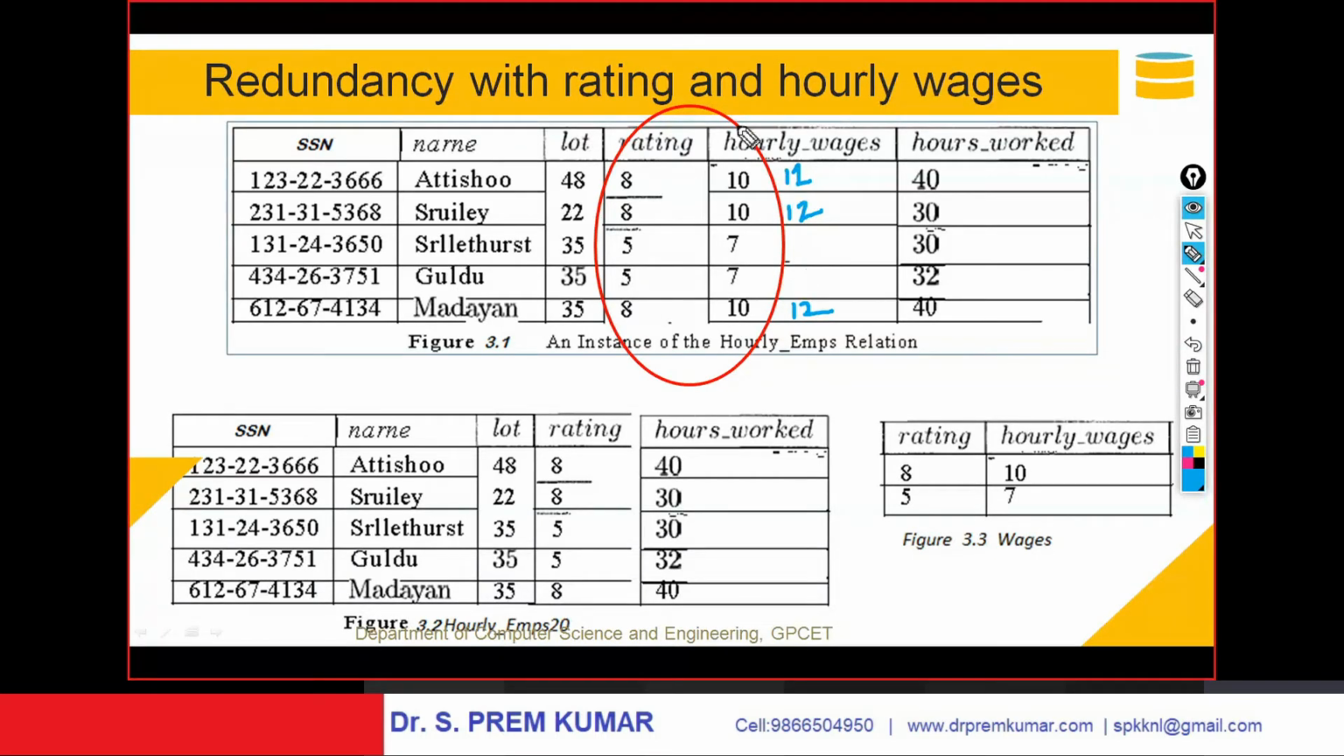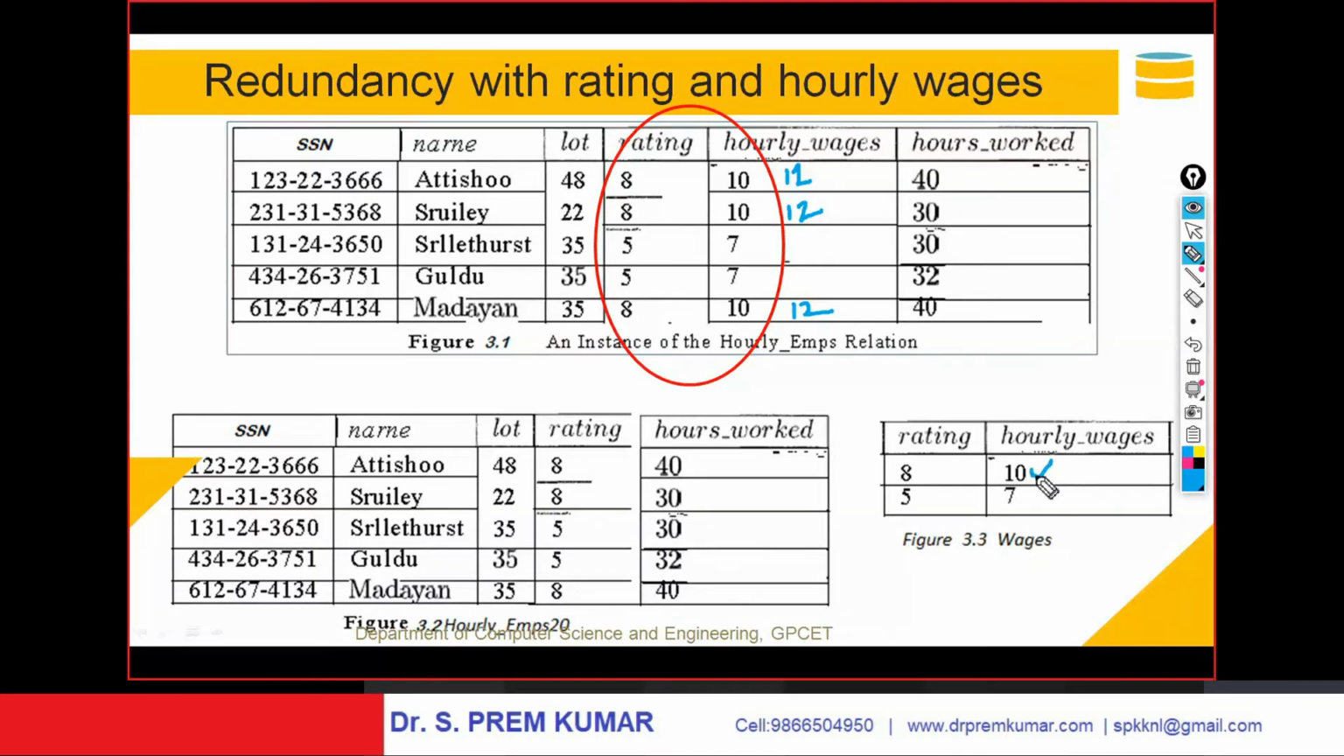Instead, what I'm doing, I'm picking up these two columns. As these two columns are interdependent columns, I'm putting them as a separate table. Here you observe, wherever there is a rating 8, the hourly wage is $10. Wherever there is a rating of 5, the hourly wage is $7. Rating 8 means how much we need to pay per hour? It is $10 we need to pay.